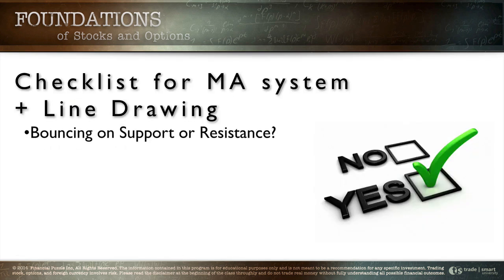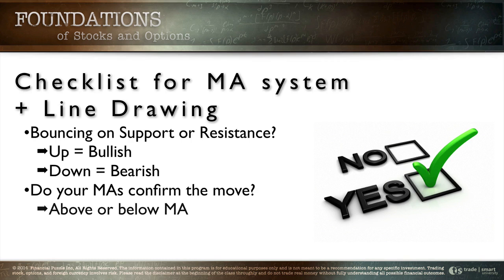Yeah, let me give you a checklist here. Here's your checklist. Bouncing on support or resistance? If yes, if it's bouncing up, you're bullish. Bouncing down, pulling down, you're bearish. Do your moving averages confirm the move? Yes or no? Are we above the averages, below the averages? Moving average cross, do we have a good angle? These are the questions you want to ask as you put the two trading systems together.